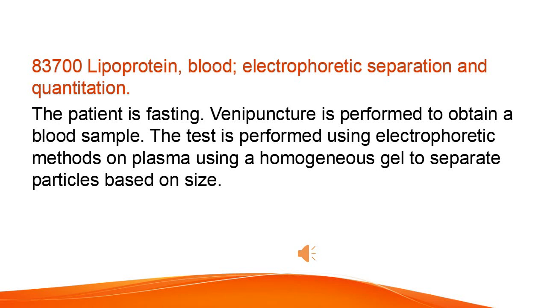Lipoprotein, blood, electrophoretic separation and quantitation. The patient is fasting. Venipuncture is performed to obtain a blood sample. The test is performed using electrophoretic methods on plasma using a homogeneous gel to separate particles based on size.